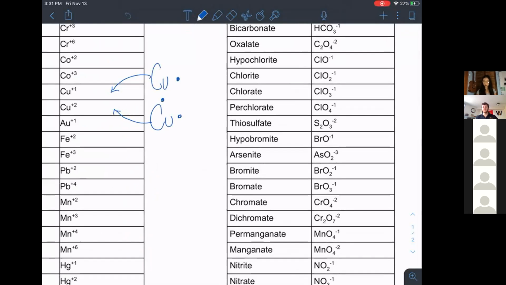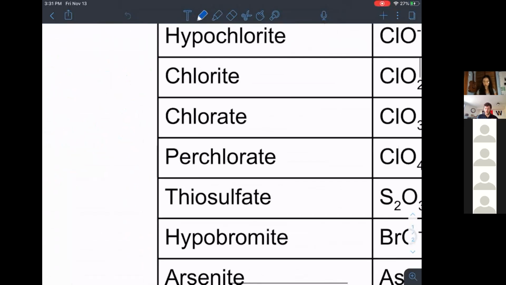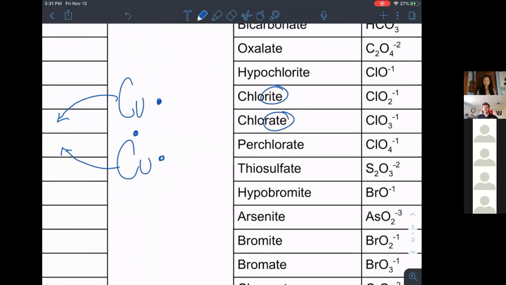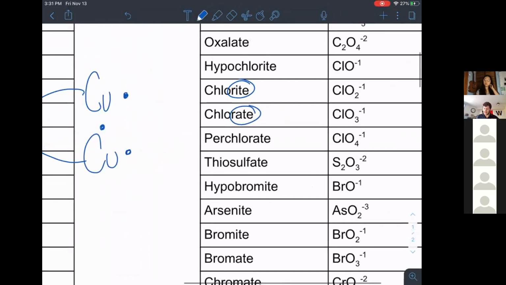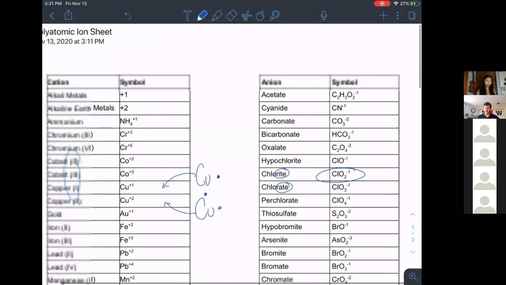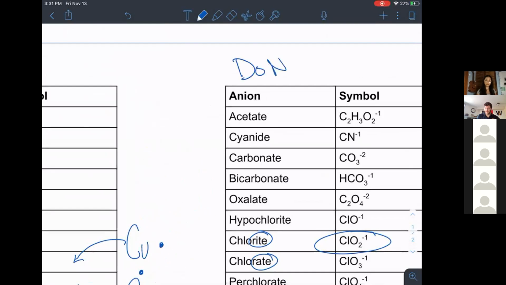You don't have to do anything with the endings. They're already in the right forms. -ate, -ite, all of them are already as is. If you see one of these, so if you see ClO2, you automatically can write down chlorite as your answer, and that's it for the nonmetal or polyatomic. So you never change the endings of the anions. And the cations, you're looking for those Roman numerals.